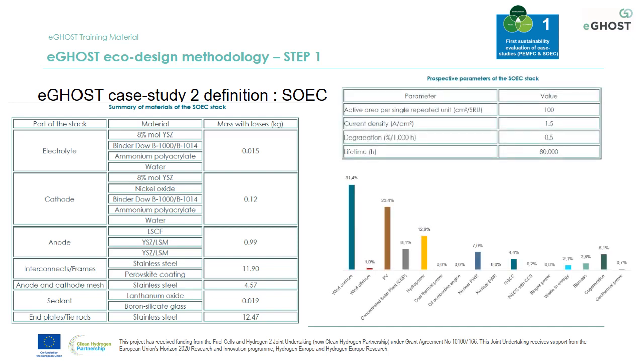Regarding the prospective parameters of the solid oxide electrolyzer stack, we decided to take an electricity mix for the manufacturing of the stacks with a temporal horizon of 2030 in Spain. And as you can see here, you have the different repartition of the energy sources for this mix. And we have also some technical prospective parameters set for the first sustainability evaluation, with the definition of active area, a current density, a degradation rate, and also a lifetime rate.